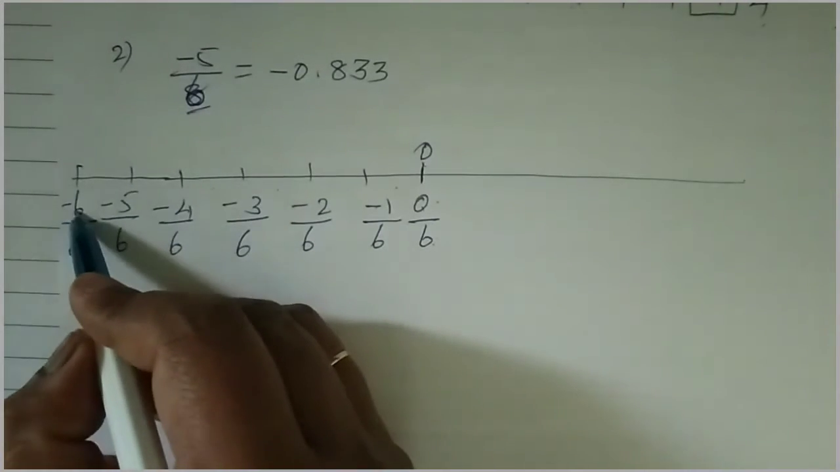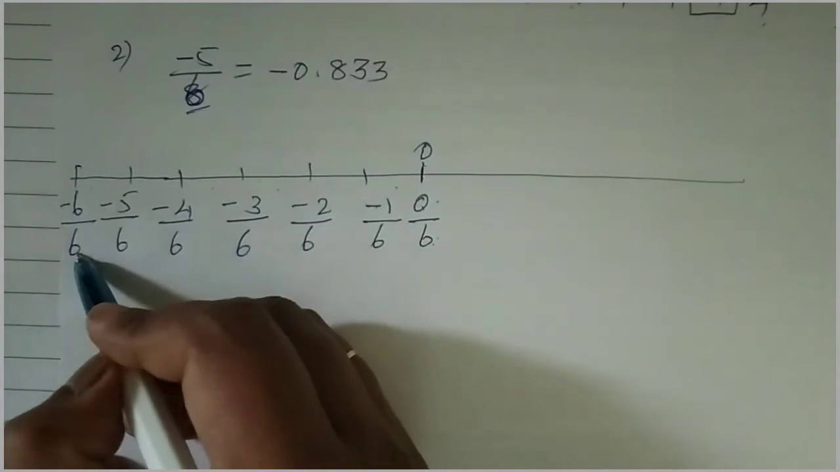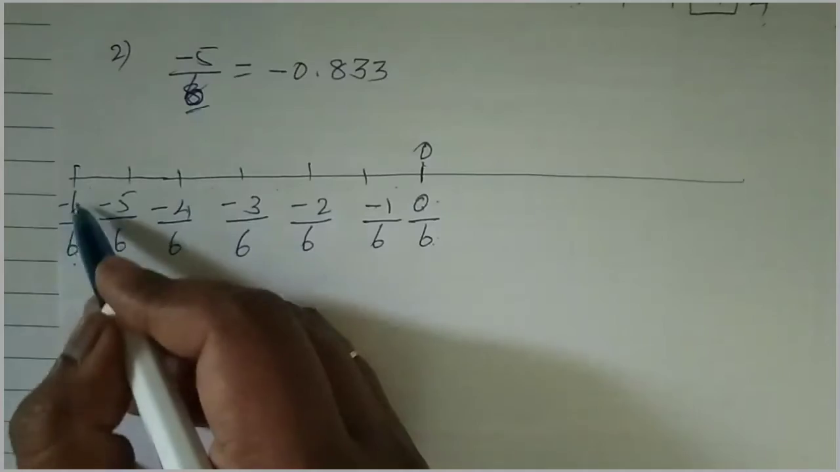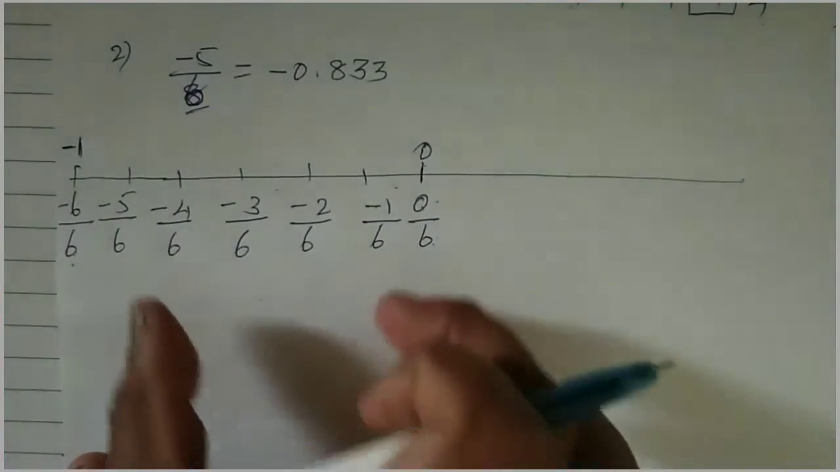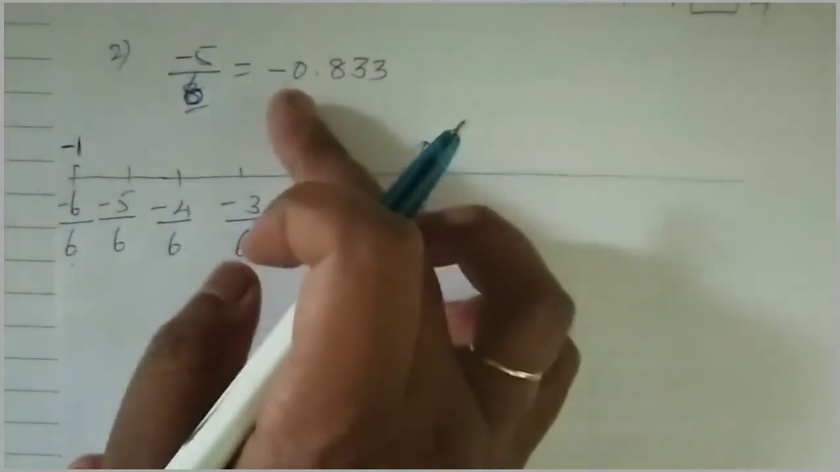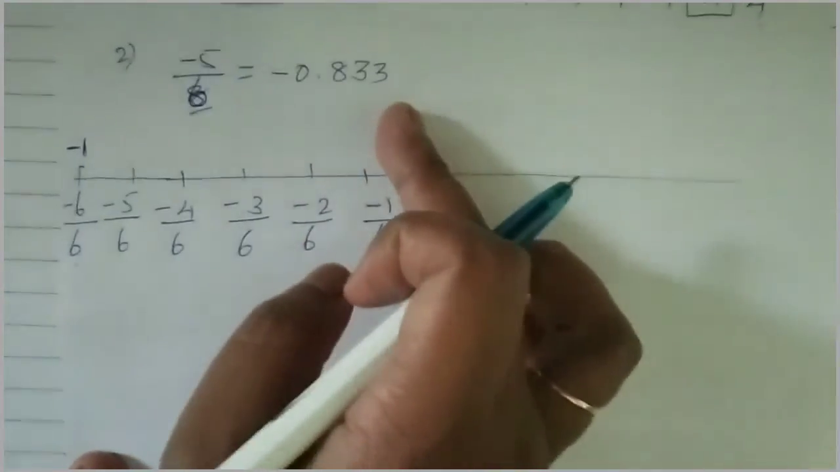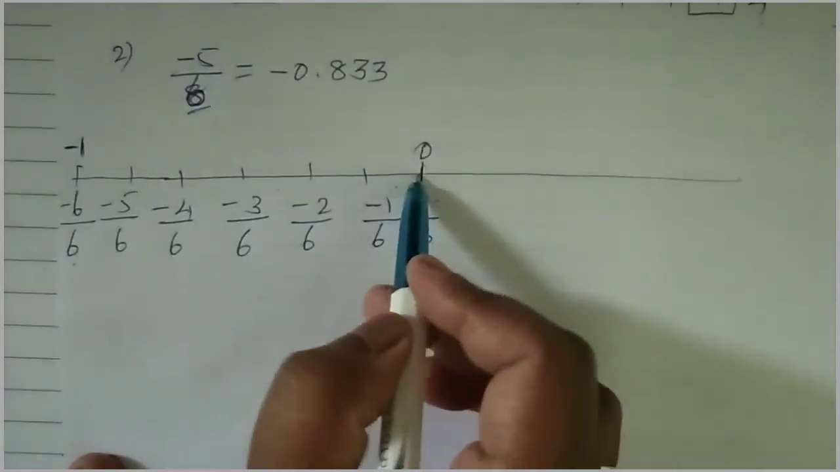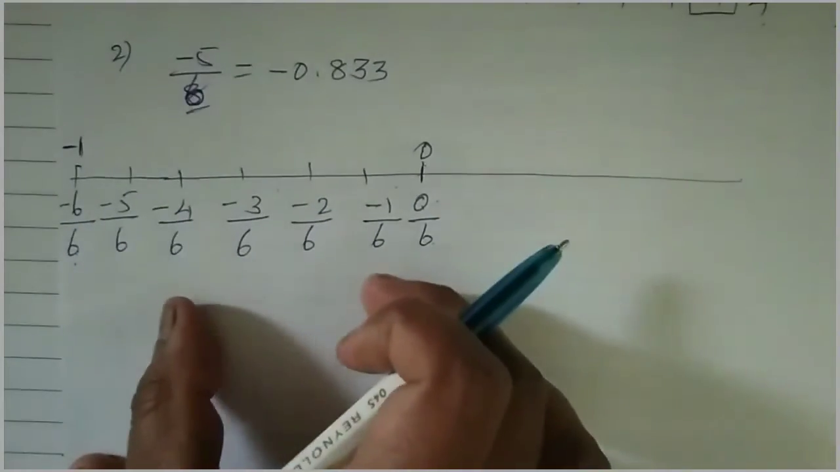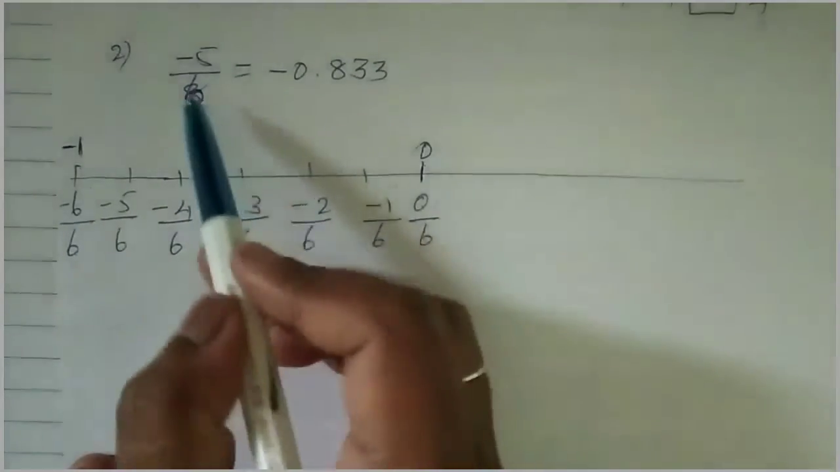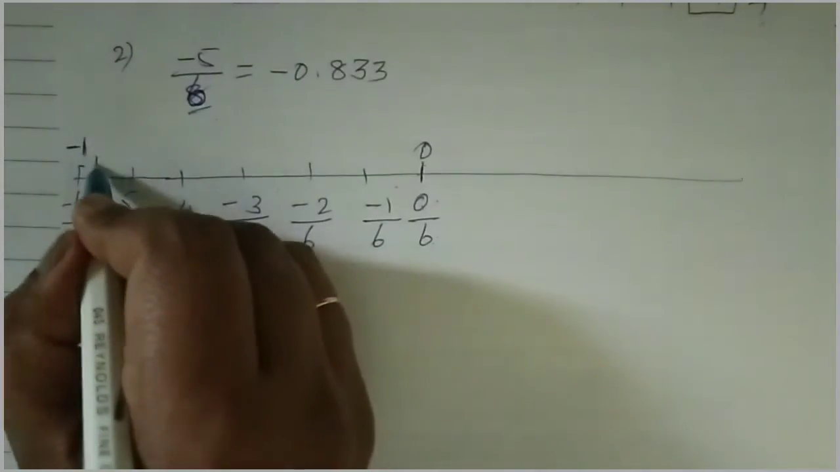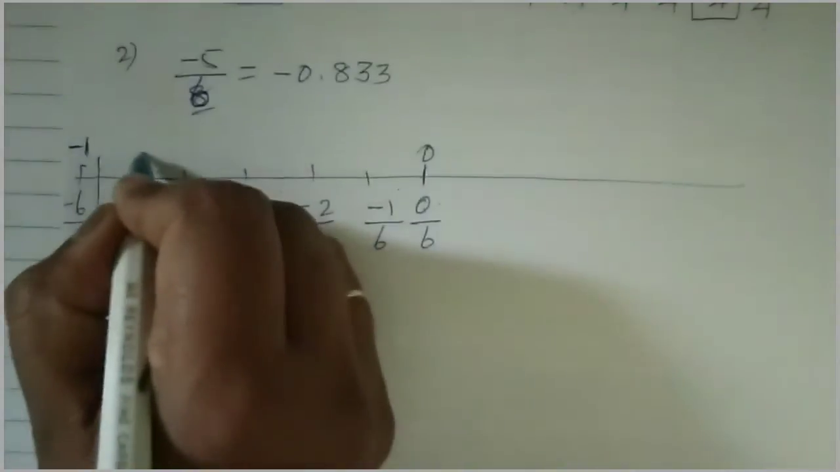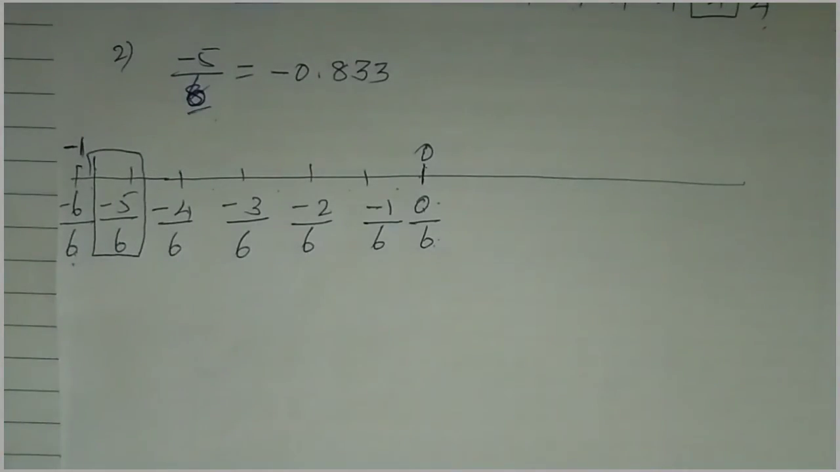That same thing here, minus 6 by 6. Minus 6 by 6 means what? Same value, so we can cancel. So the value is minus 1. Okay, so these values, see. So this point, minus 0.833, lies between 0 and minus 1. So in between only our answer is there. Where is it? Minus 5 by 6. This is your answer, minus 5 by 6. So we can mark that. This is your answer. Okay.